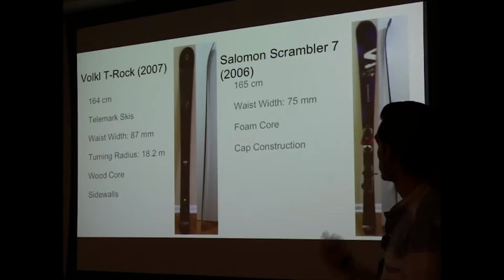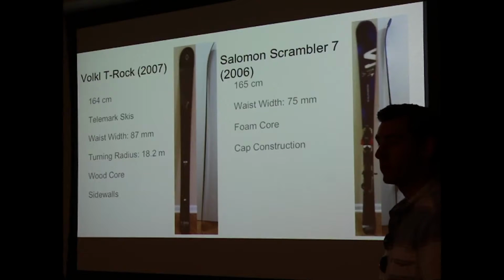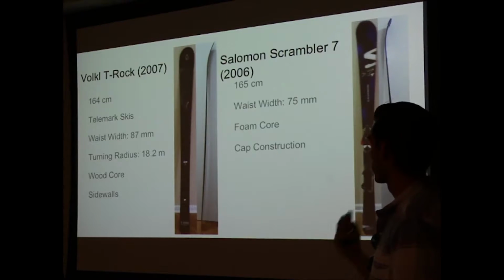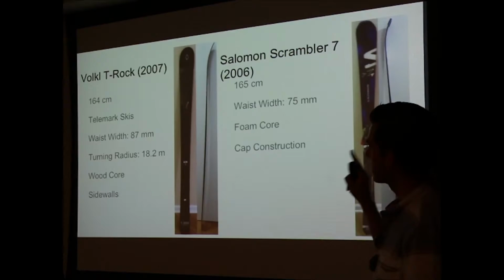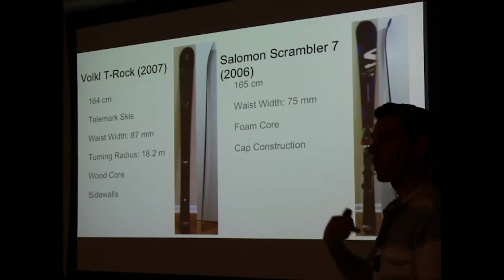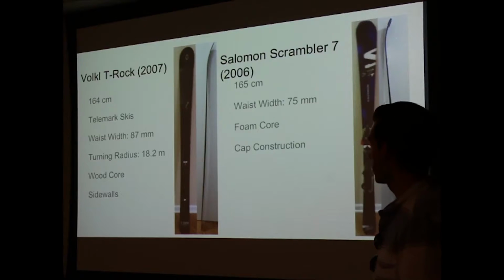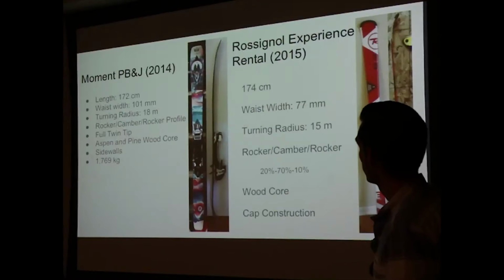Then next I have the Salomon Scrambler. It's 165 centimeters long, 75 millimeters underfoot, so it's a recreational ski. It's also a foam core ski. It's not a wood core. All the rest of the skis I tested were wood core. And both of these skis were made before rocker was really a thing in the skiing industry. So these are both full camber skis. There's no rocker in them.